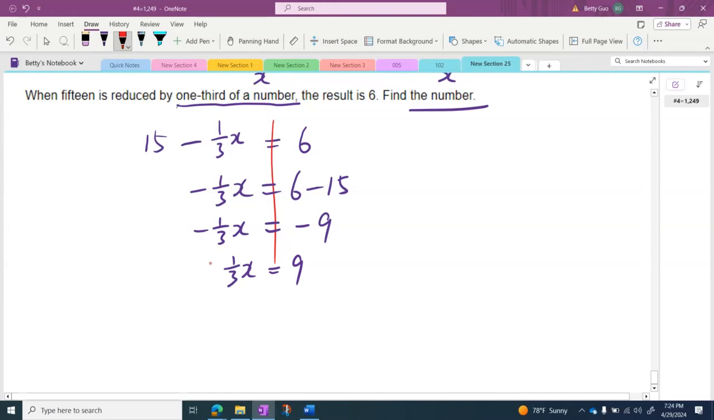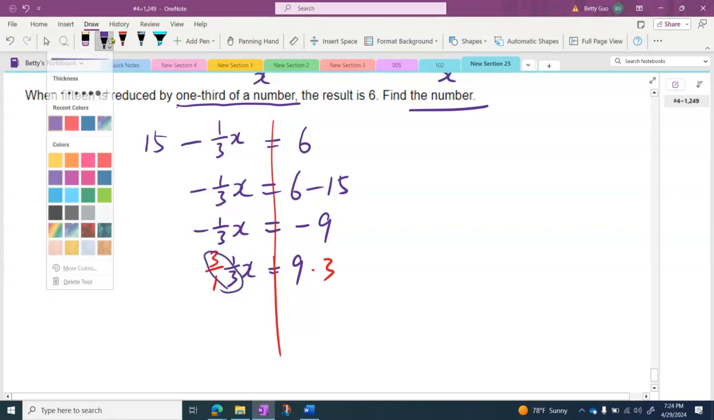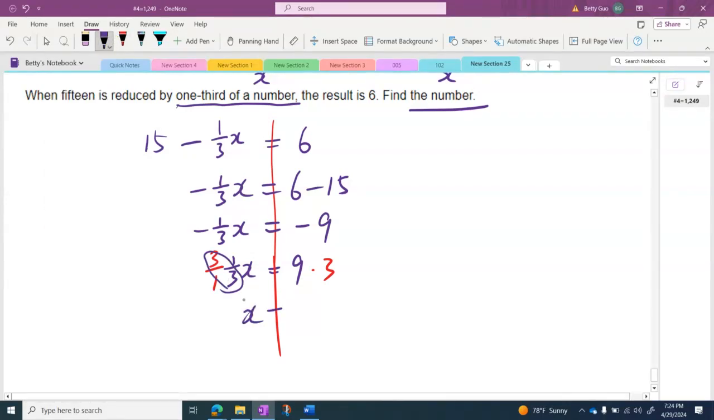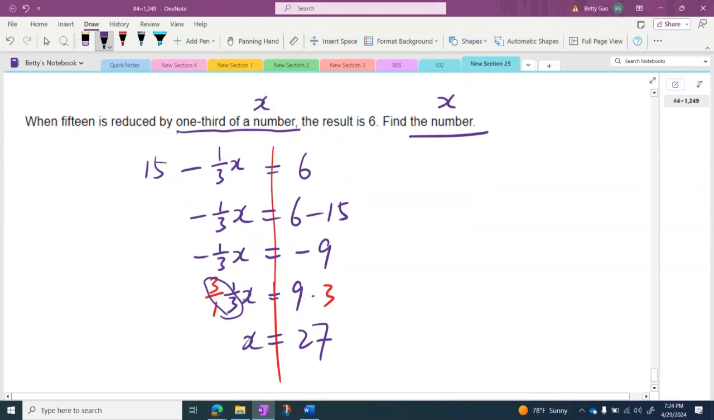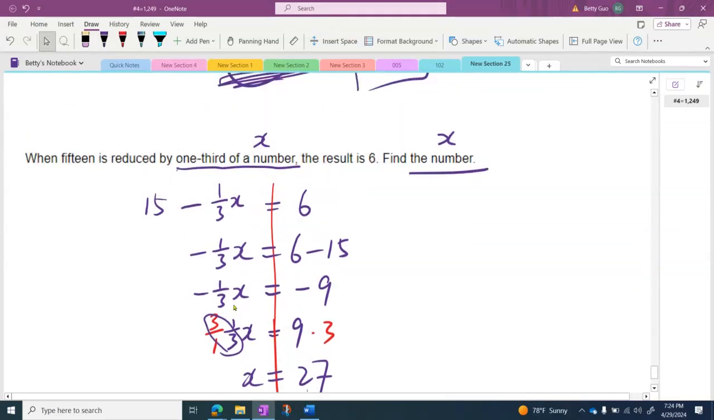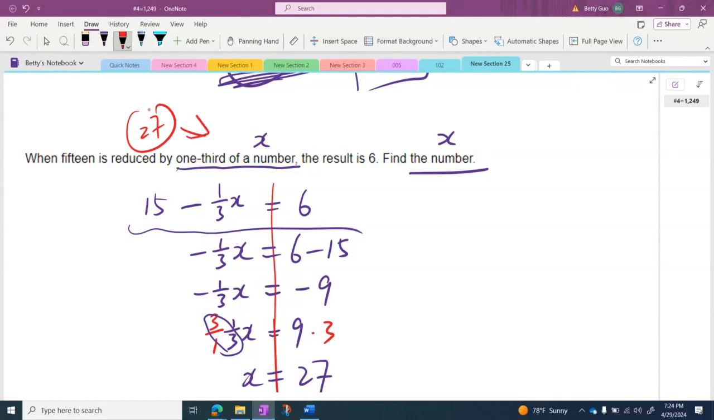And then I'm going to multiply each side by 3. 3/3 is 1. We have x isolated on the left side. On the right, we have 27. We should double check, but when we double check, we do not plug into the equation. Instead, we are going to plug back into the sentence.